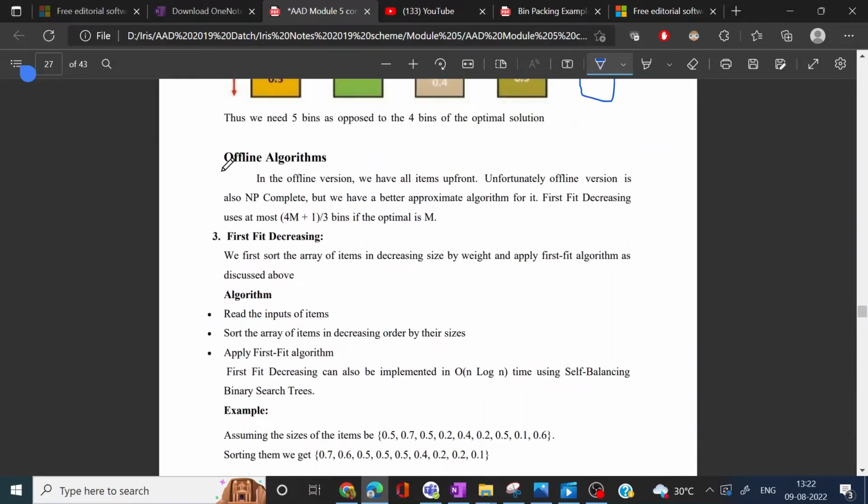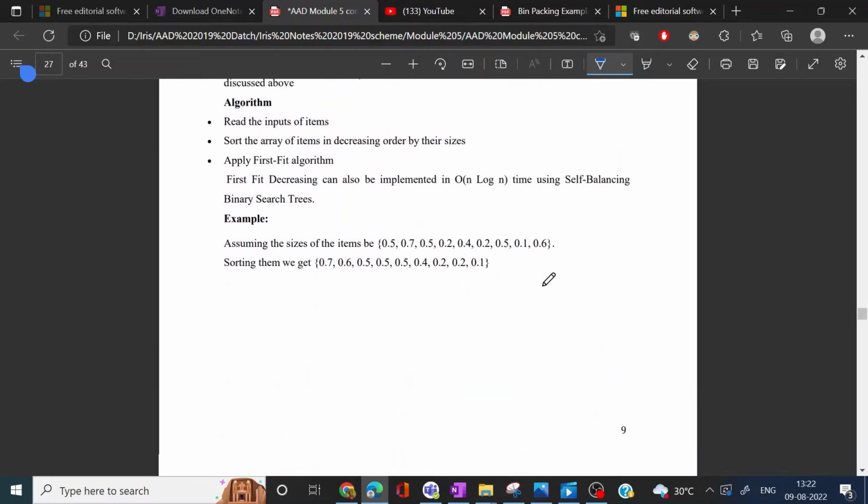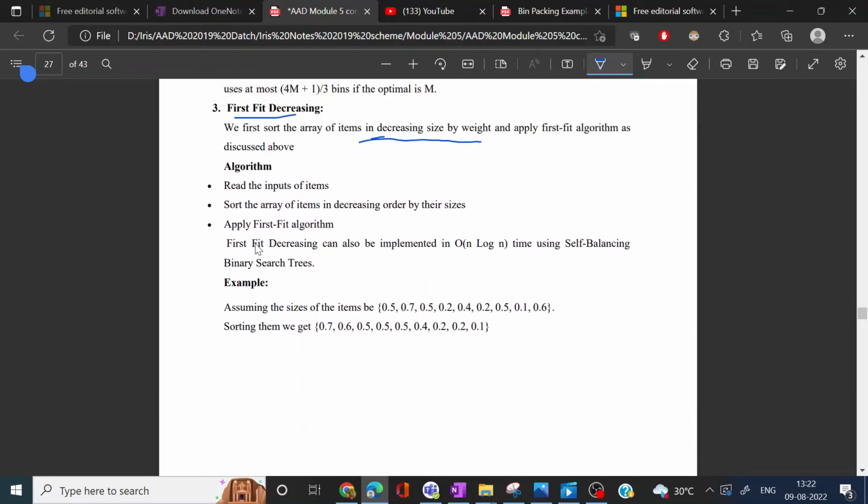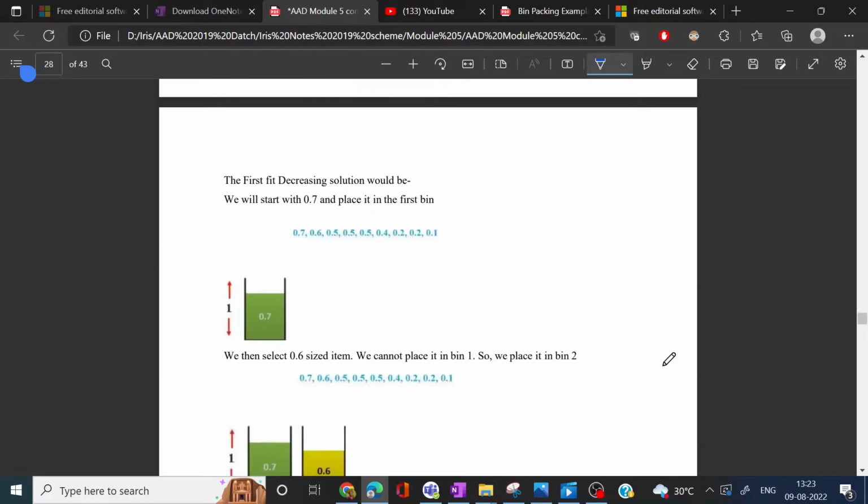Now the other two are the offline algorithms, first fit decreasing and best fit decreasing. In this we have to sort the array of items in decreasing order. We have to first sort the items, then only put them into the bin. So while putting into the bin we will use the first fit decreasing method. First we have to sort. After sorting we will get this. Then after that we will put those items into the bin.